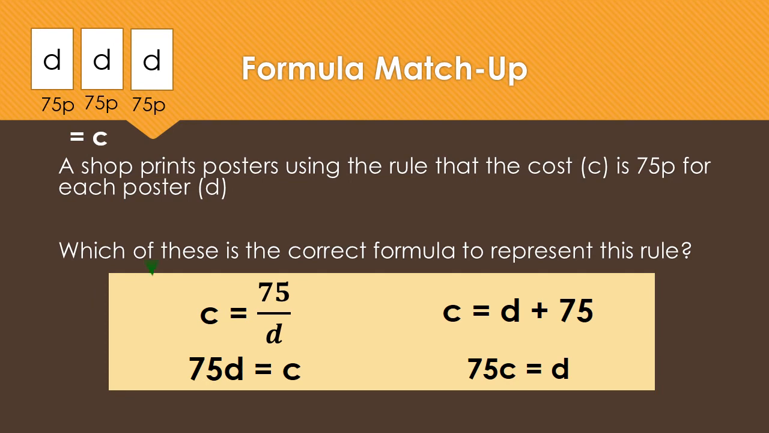Super. We'd need to do 75 times the number of posters equals the cost. So 75p is how much one poster costs, but I'd need to do 75 times the number of posters. So if I want 3 posters, I'd have to do 75 times 3. If I want 10 posters, I'd have to do 75 times 10. And then once I've done that, I would get my cost. So well done if you managed to get those.